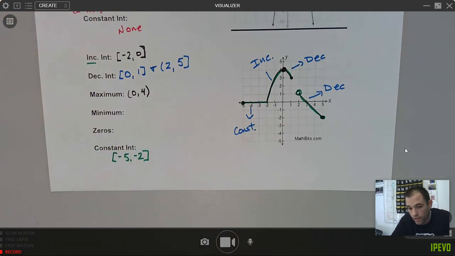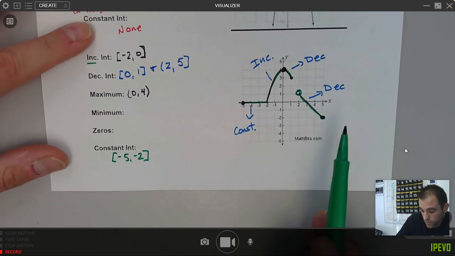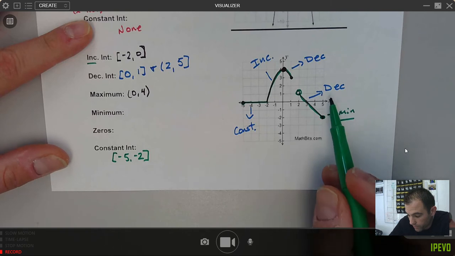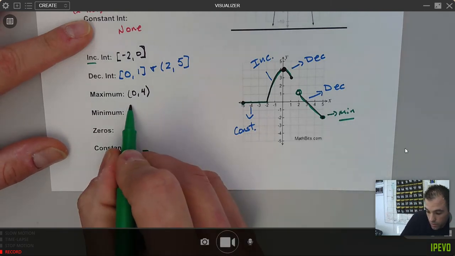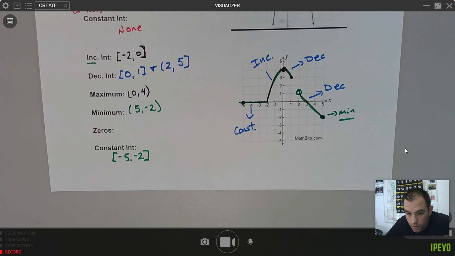Now, does this graph have a minimum? It stops right here. So our minimum of this graph is this point, which would be (5, -2).